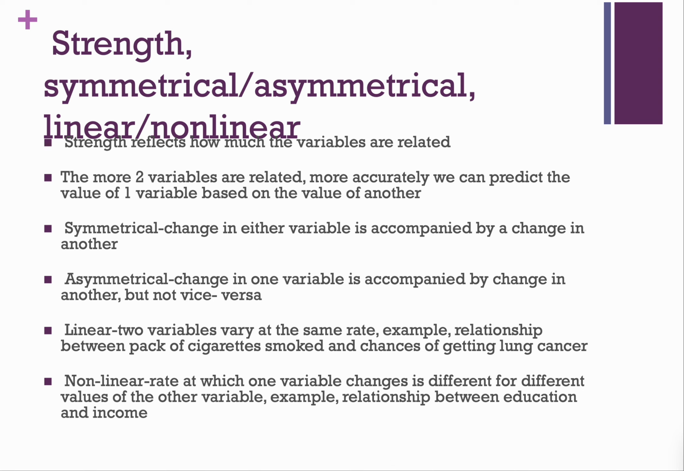Then we look at the strength, symmetrical or asymmetrical, and linear and nonlinear relationships. Strength is basically the coefficient that you get when you run a regression, and the strength reflects how much the variables are related, right? So we say that income is related with education, or education is related with income, but we don't know how much, right?